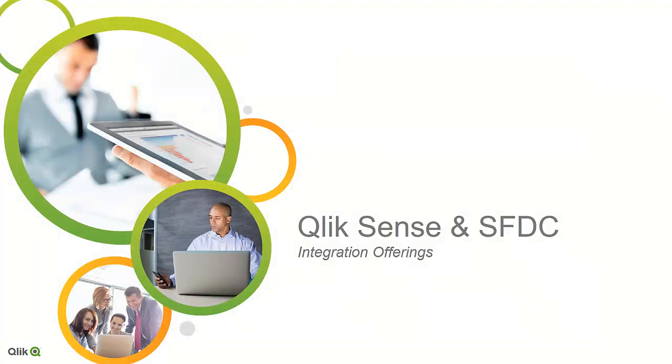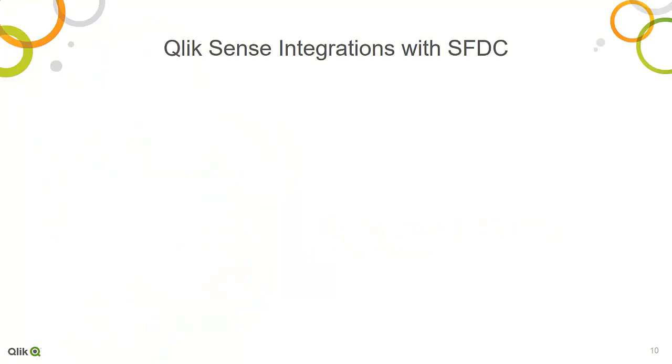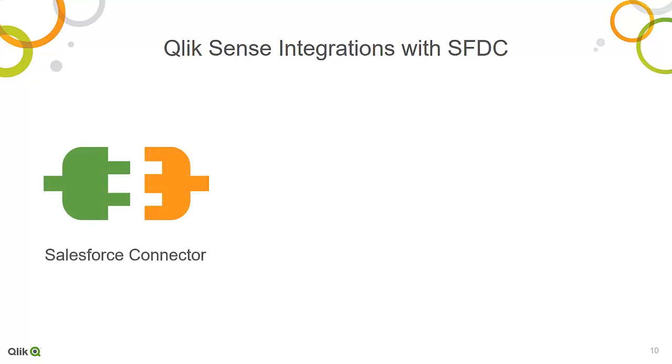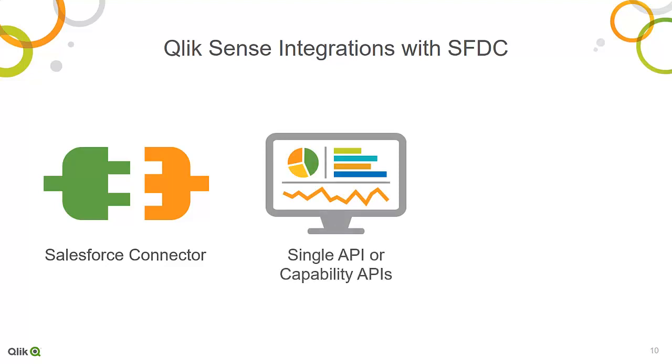Let's now take a look at the many ways that Qlik Sense integrates with Salesforce.com. Qlik Sense integration with Salesforce typically falls into one of three categories. Data connectors. The Salesforce data connector from Qlik enables users to load data from Salesforce alongside other disparate data sources. Embedding Qlik Sense into a host application. The single API from Qlik Sense makes it possible to bring the Qlik Sense experience directly into the Salesforce environment, all within a single line of code. You can also leverage the capability APIs if you'd like to offer a more customized experience using JavaScript.